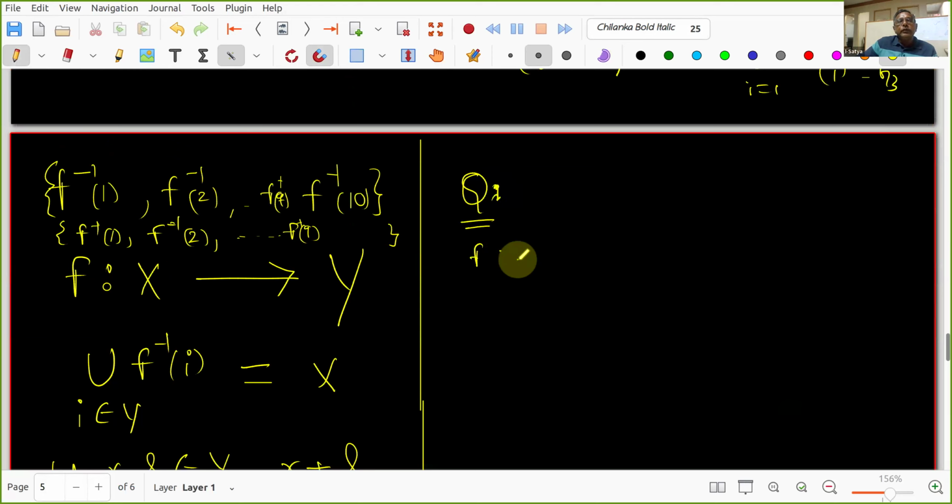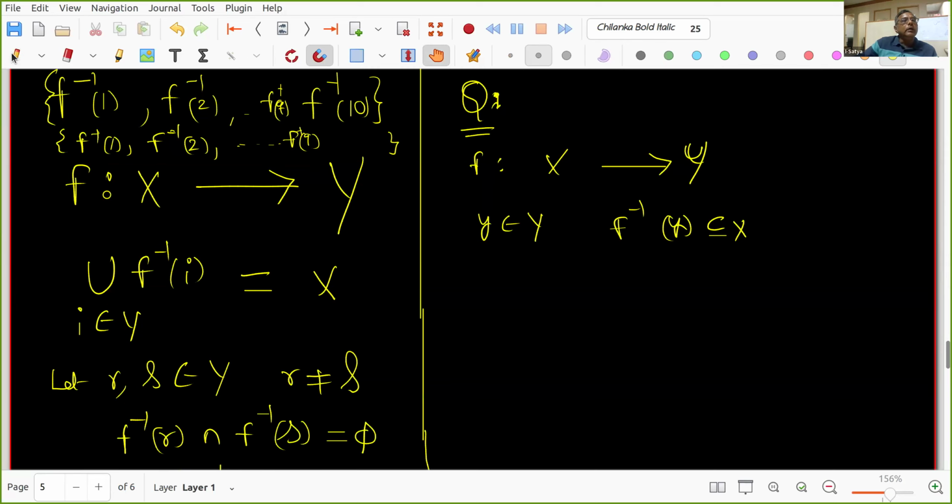F is a map from X to Y, right? Then given any y in Y, we have F inverse of y, which is a subset of X. Sometimes they can be empty sets also, you understood. So question number 1: if you assume this is true, how do you show that the union of F inverse of R is equal to X itself?